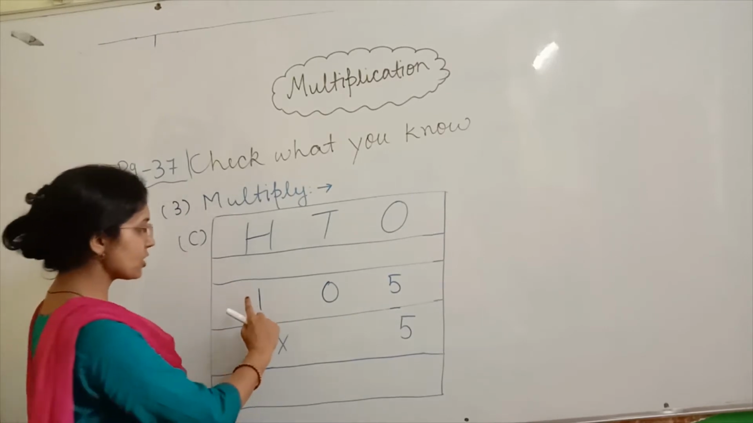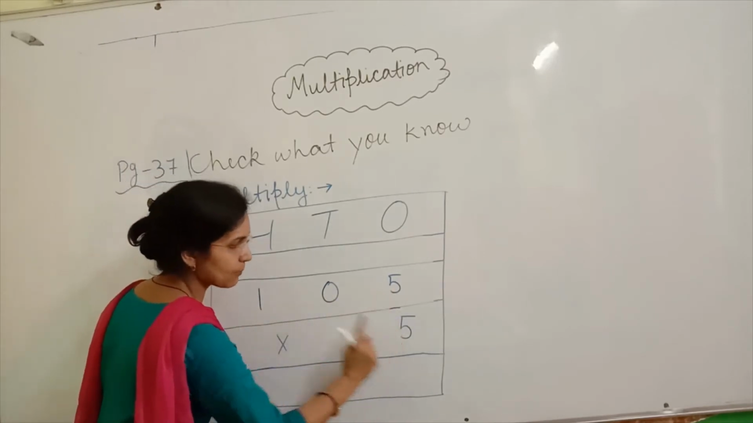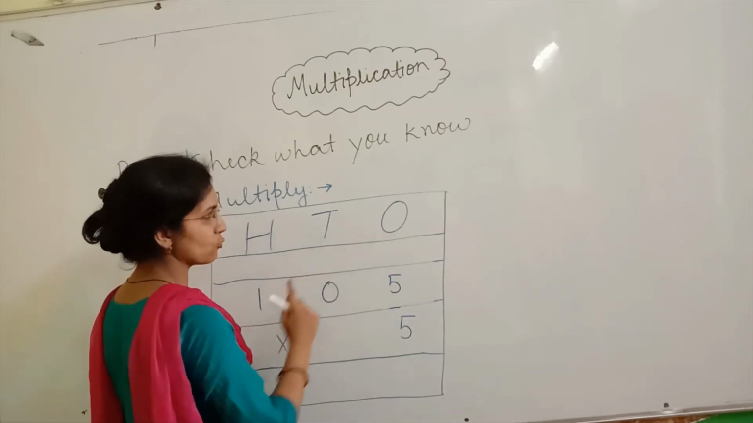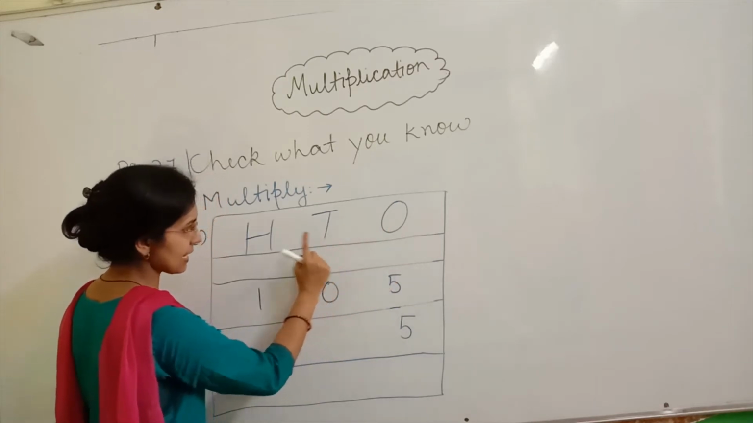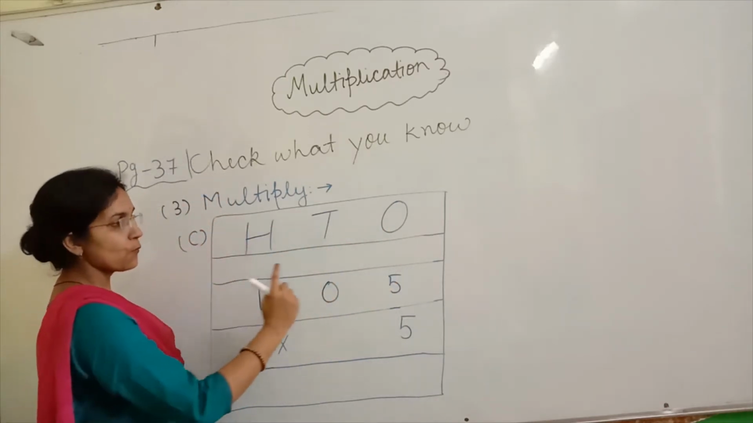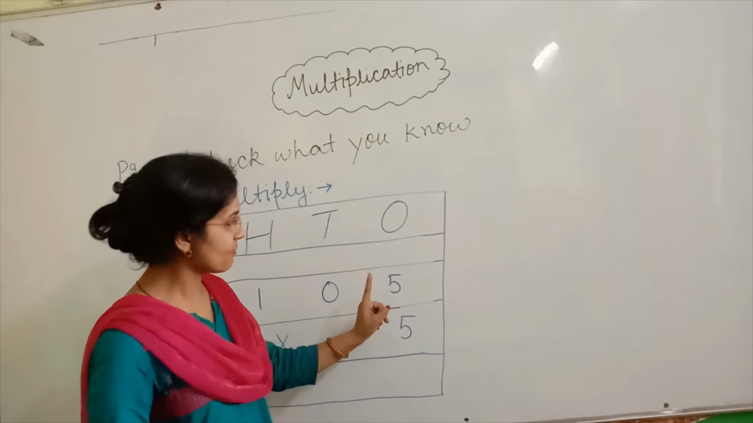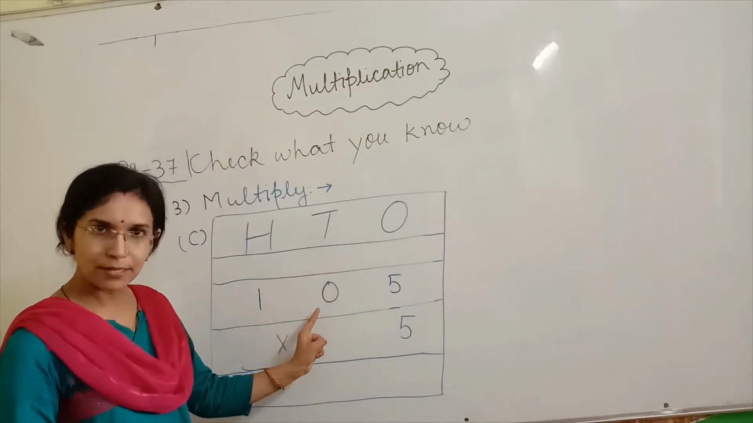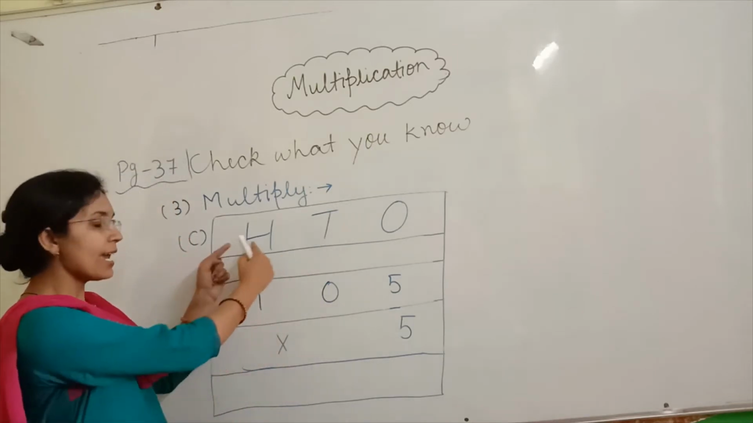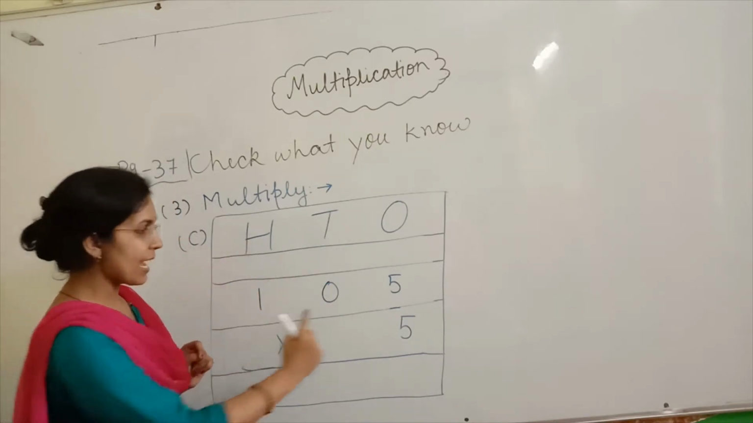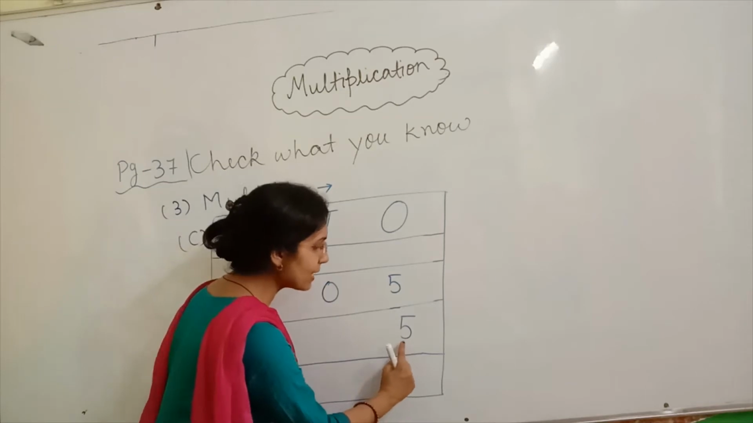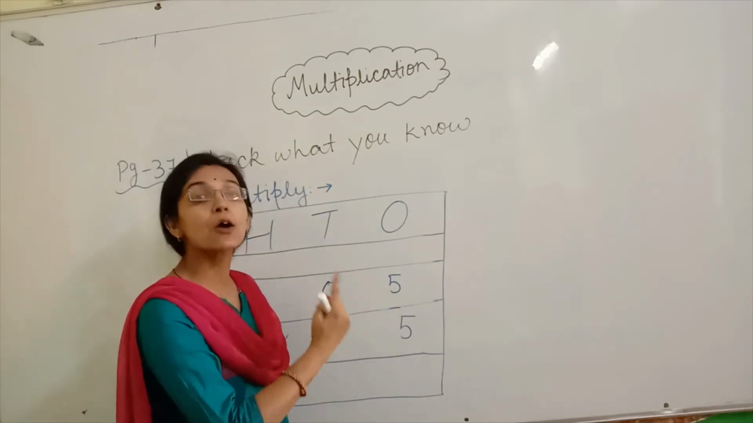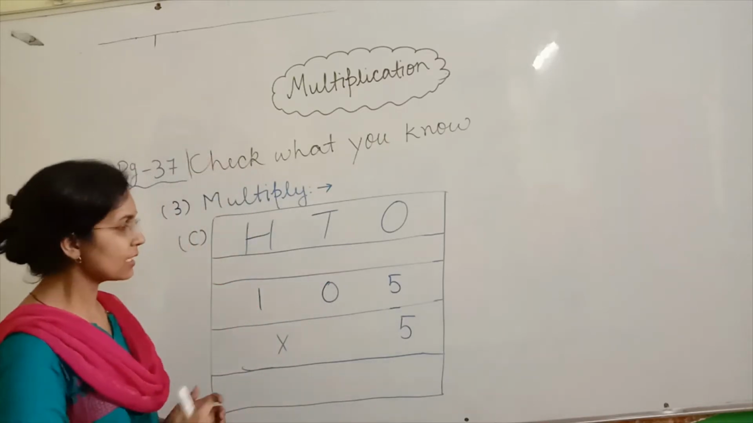Your question is 105 multiplied by 5. We'll place it according to the place value. So you will make ones, tens and hundreds. We'll place 5 at the ones place, 0 at the tens place and 1 at the hundreds place. Now I am going to explain how to multiply this number. Just look at the process.